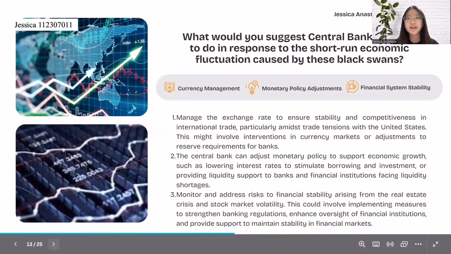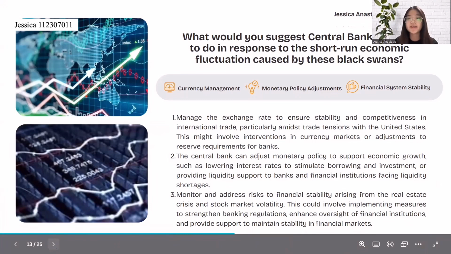And for the Central Bank of China, the first one is currency management. Manage the exchange rate to ensure stability and competitiveness in international trade, particularly amidst trade tension with the United States. This might involve interventions in the currency market or adjustments to reserve requirements for banks.